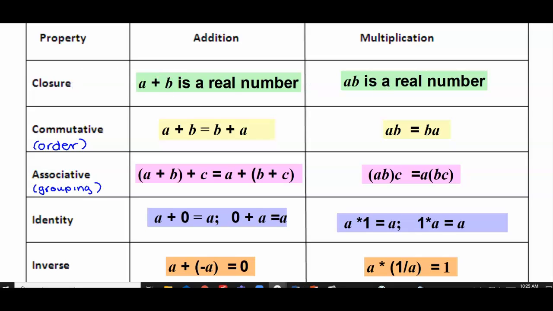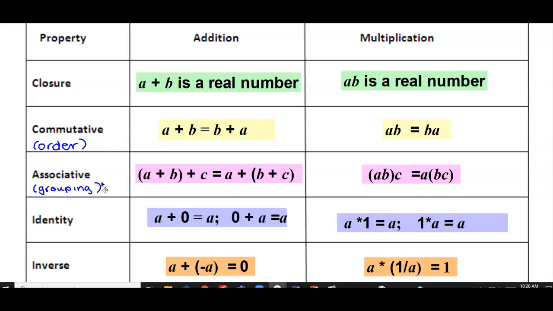So just now that you have them all copied down, let's quickly talk through each one. The closure property says that if you add two numbers together or you multiply two numbers together, they will always equal a real number. The commutative property says the order with which we add or multiply does not matter. So 3 plus 7 is the same as 7 plus 3. 3 times 7 is the same as 7 times 3.